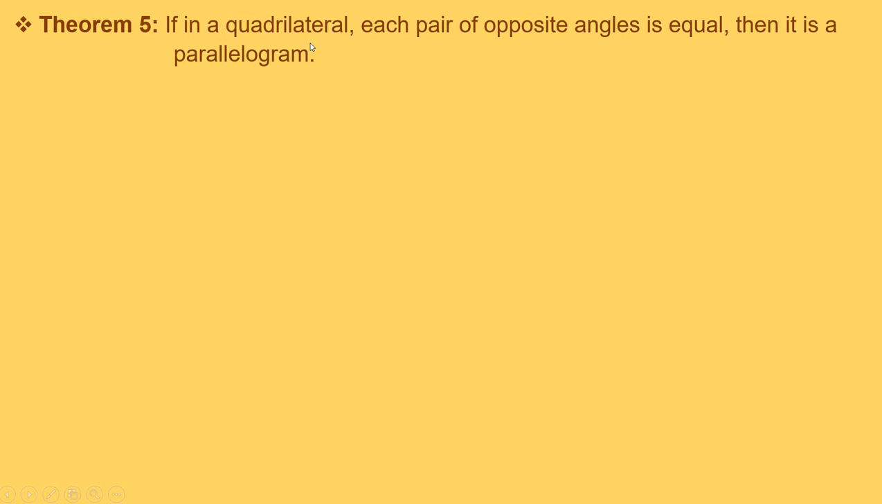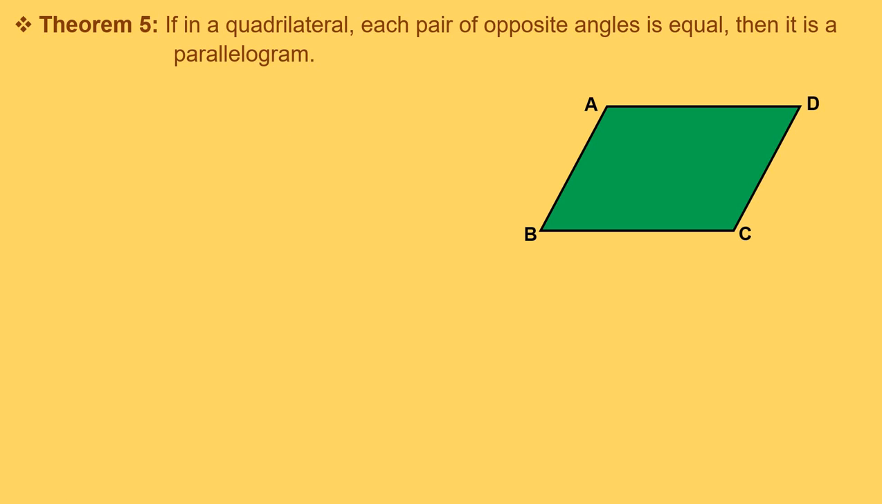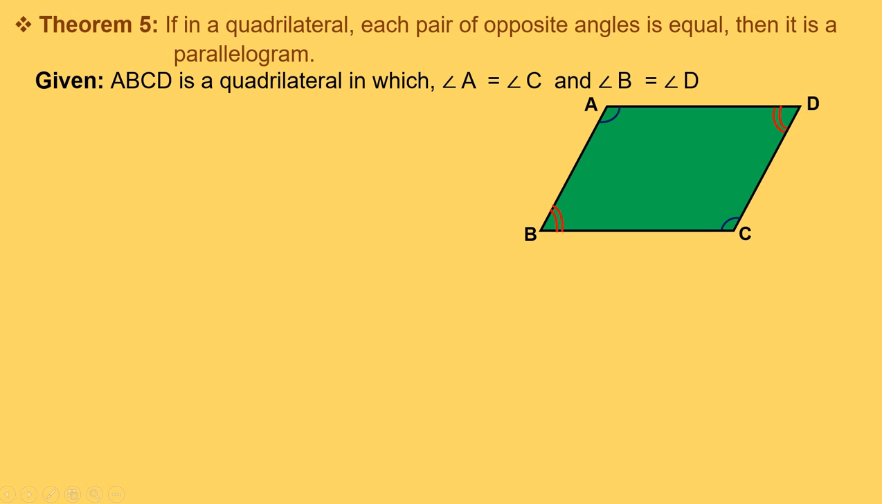Theorem 5. If in a quadrilateral each pair of opposite angles is equal, then it is a parallelogram. Given ABCD is a quadrilateral in which angle A is equal to angle C and angle B is equal to angle D. Prove ABCD is a parallelogram. Here again, to prove ABCD is a parallelogram, we have to show that opposite sides are parallel. So using the given, that is opposite angles are equal, let's show the opposite sides are parallel.